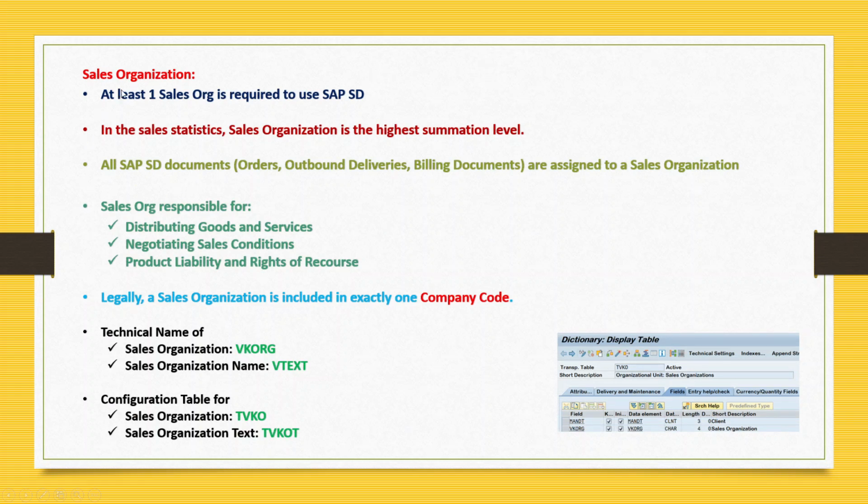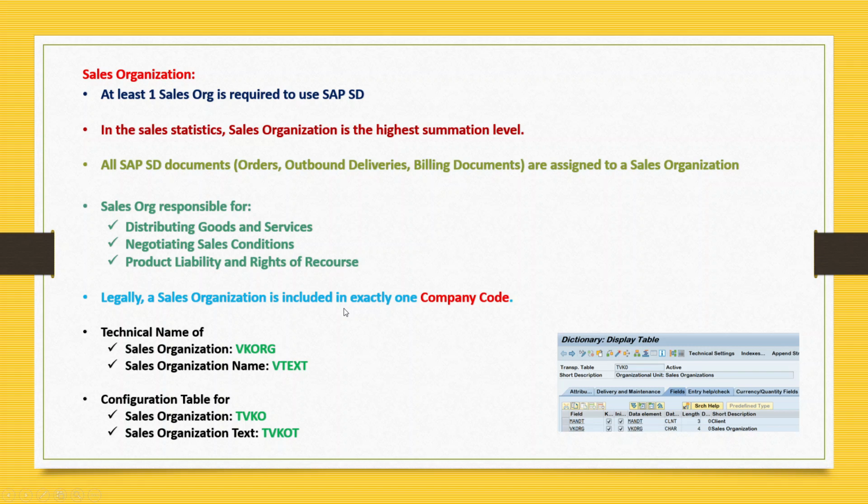So when we create a sales organization in the SAP SD module, at least if we want to use this SAP SD module, at least one sales organization is required, and the sales organization is considered to be the highest summation level. Whenever you're creating any documents in SAP SD, they are all assigned to a sales organization. The sales organization is responsible for distributing goods and services, negotiating sales conditions, product liability, and rights of recourse. So, all these are the responsibilities.